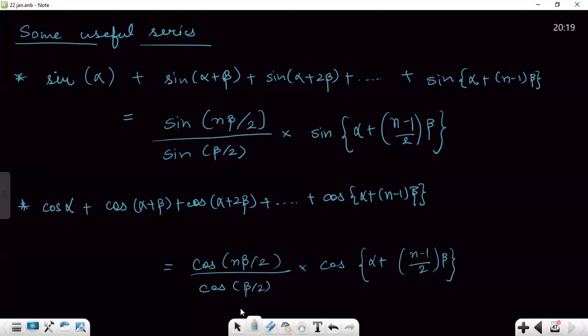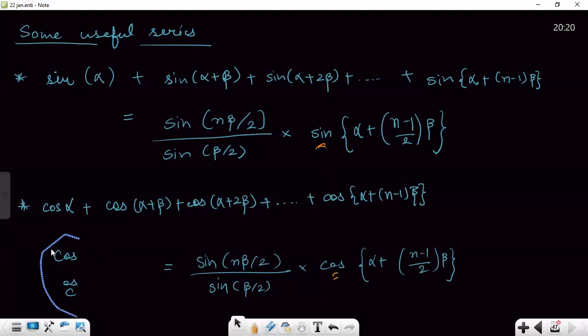Now, here is a trick. You are replacing sine with cosine, but you have to take care of one thing: you don't have to replace the sine with cosine in this term. So here cosine will not be used. Here the same sine will be used. And only this term changes. This is the only change.